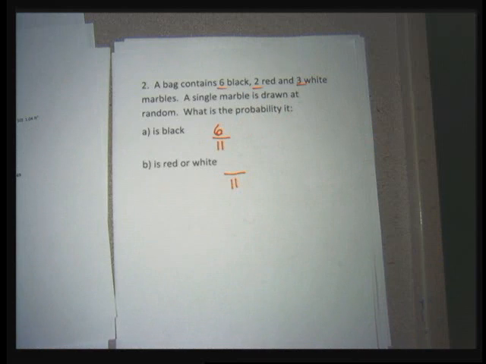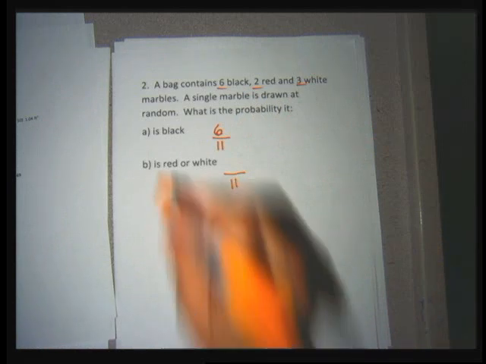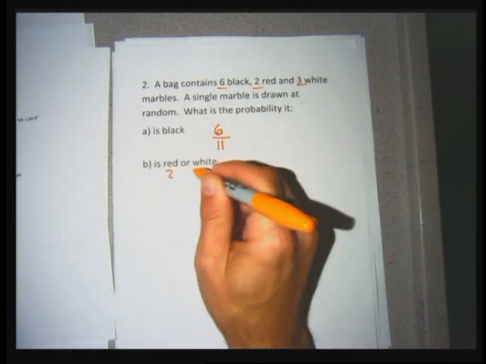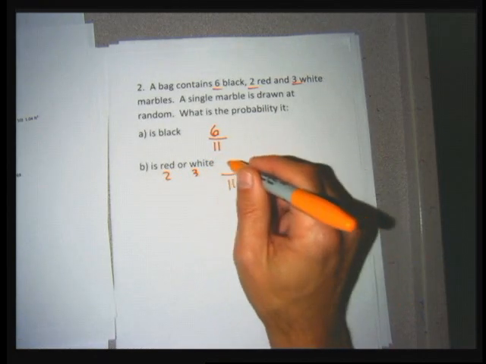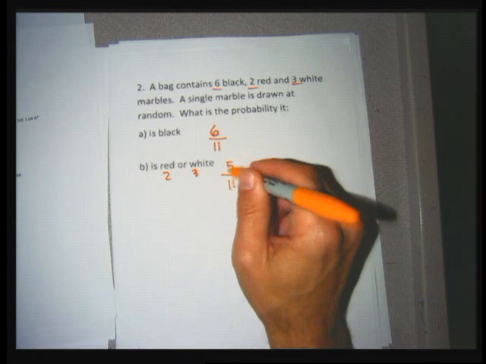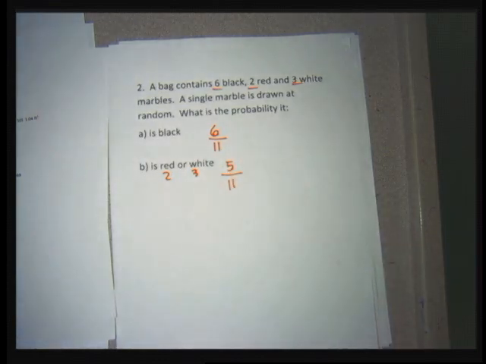For part B, I can accept a red or a white marble, and there's 2 reds and 3 whites, so the probability of getting a marble that's red or white is going to be 5 in 11, the 5 marbles that are either red or white.